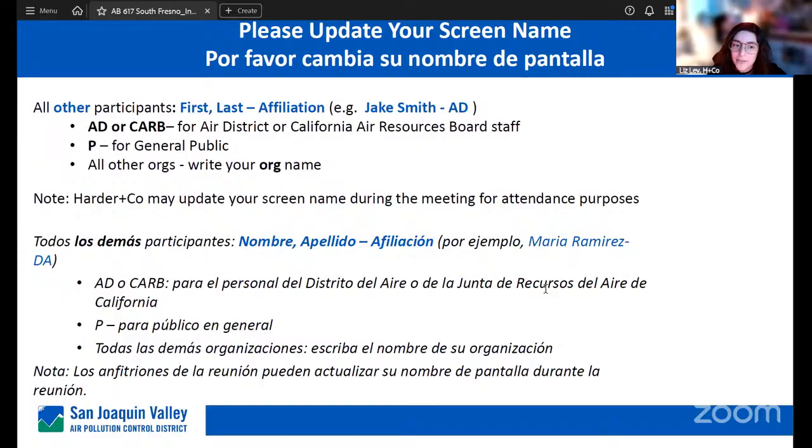For all others who are attending tonight's meeting, if you are joining as a representative of an agency, please do put that agency name in your Zoom name. And for those who are joining as members of the public, we also ask that you indicate that in your Zoom name by putting the letter P, as this helps us track who to call on during our public comment periods.